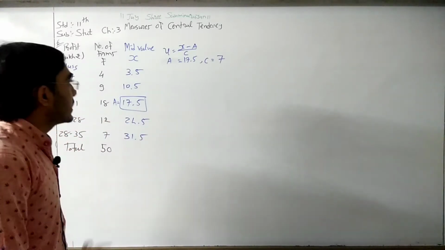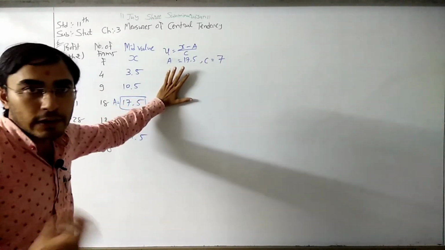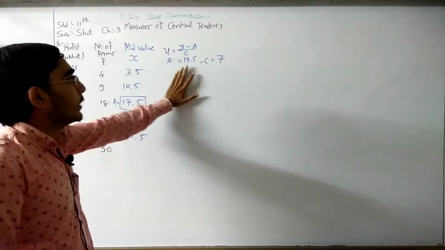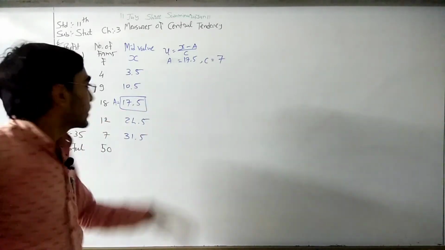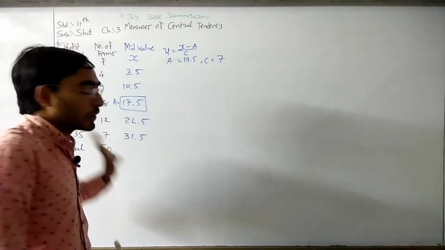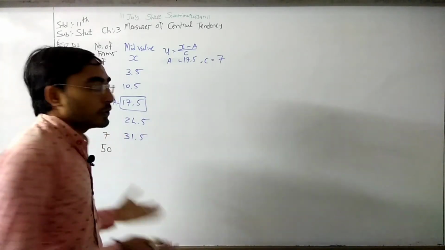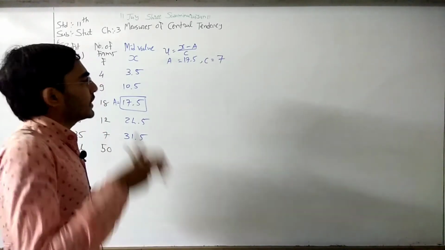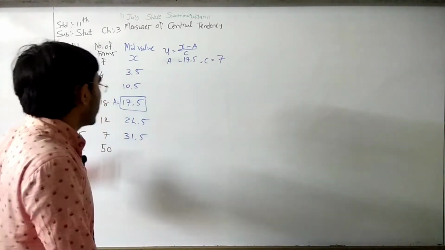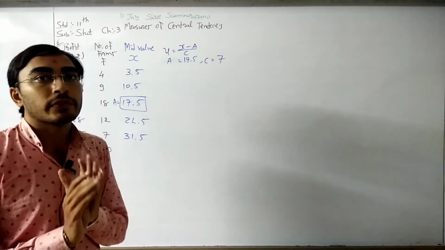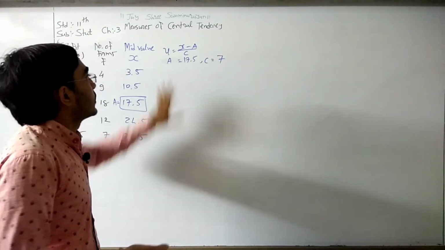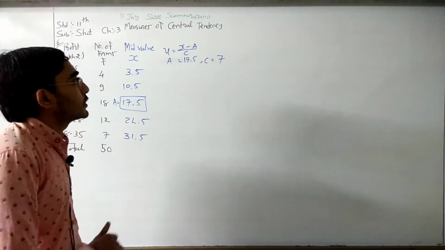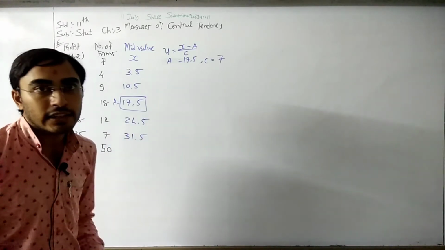One more thing: you can take any value as the assumed mean. It is not necessary that you always take 17.5. You can take 10.5, 3.5, 24.5, 30.5, and even other numbers than these. You can even take 30, or 20. You can take any number as the assumed mean, but if you take a mid value, then the calculation becomes simple. So A you can take as any number, and C you can also take as any number, but don't take a value other than the class length because it's complicated.